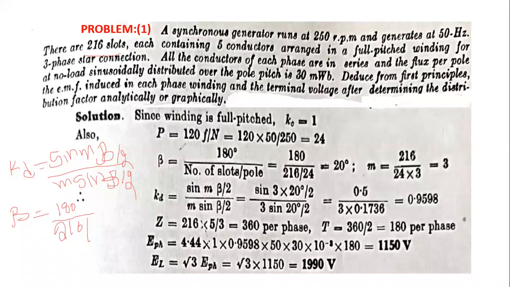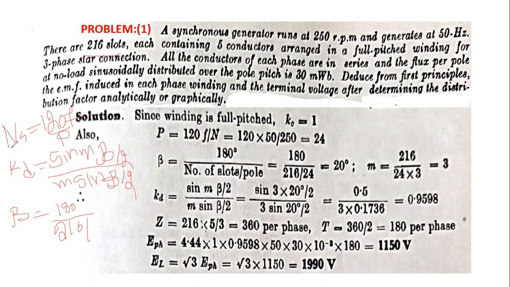There are no poles given in the question. Then we calculate the poles by using the synchronous speed. What is the formula for synchronous speed? Ns is equal to 120 F by P. In this case, F is the supply frequency, P is the number of poles, and Ns is the synchronous speed.